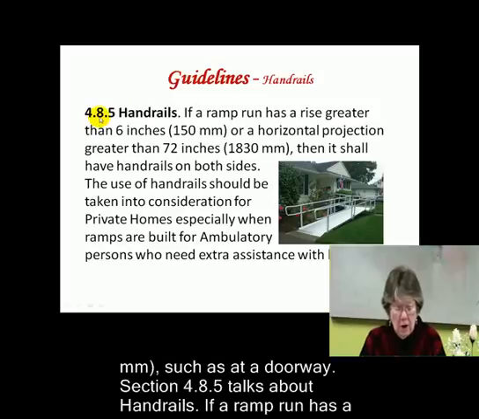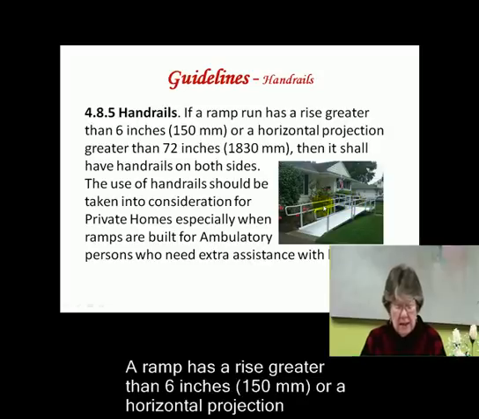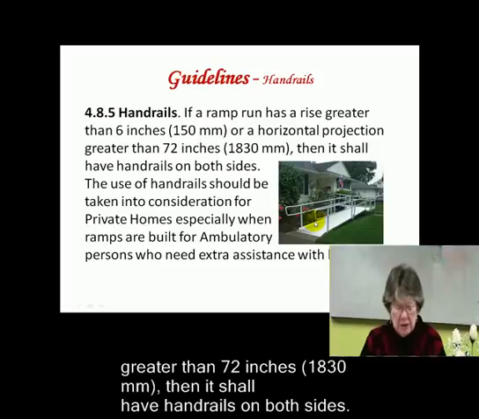Section A4.8.5 talks about handrails. If a ramp run has a rise, you remember what a rise was, right? Okay, good. Now if a ramp has a rise higher than 6 inches or 150 millimeters, or a horizontal projection greater than 72 inches or 1830 millimeters, then it shall have handrails on both sides.